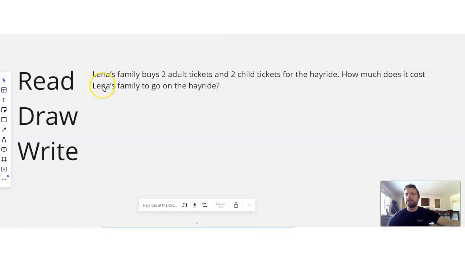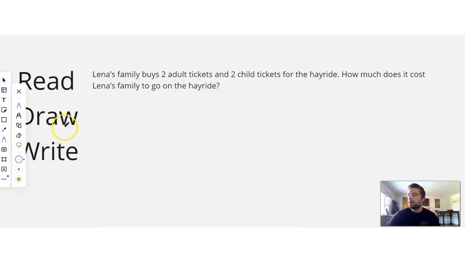So our problem today is Lena's family buys 2 adult tickets and 2 child tickets for the hayride. I like to underline important numbers in the problem. That's part of the reading part. So Lena's family buys 2 adult tickets and 2 child tickets for the hayride. How much does it cost Lena's family to go on the hayride? And I'm also going to underline that question.